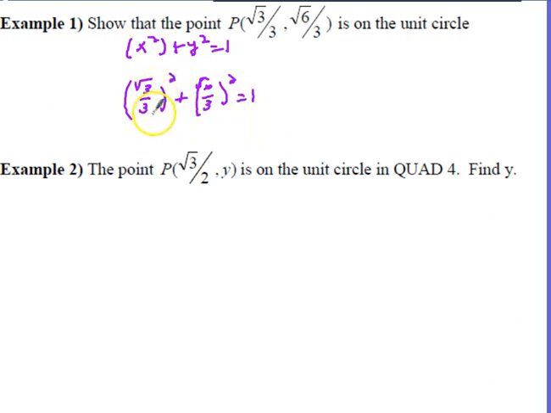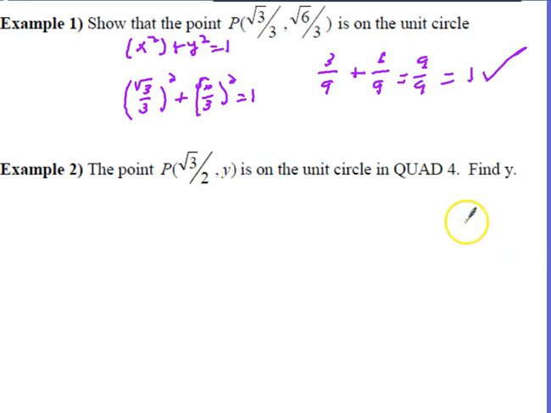So when we square root 3 over 3, root 3 squared is just going to be 3, and 3 squared out of the denominator is going to be 9, plus square root of 6 squared is just 6 over 9. So it ends up being 9 over 9, which is indeed 1. So this point is on the unit circle because x squared plus y squared equals 1. If it was less than 1, it would be inside the circle. If it was greater than 1, it would be outside the circle.